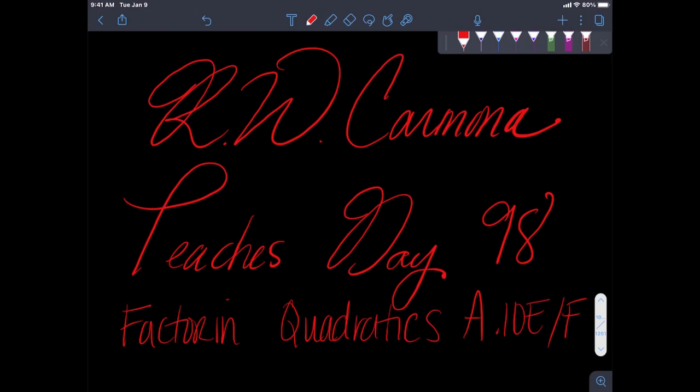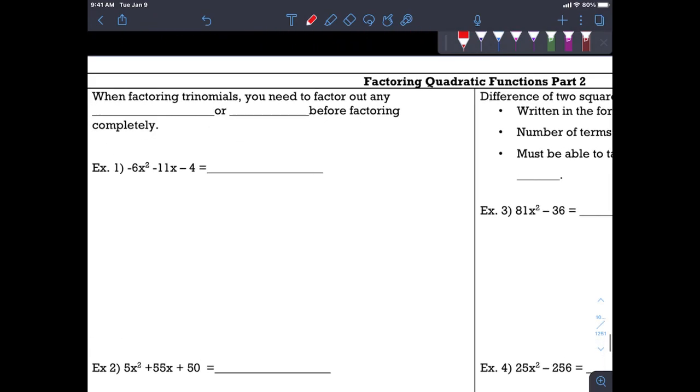Algebra 1, Day 98. Today we're going to continue talking about factoring quadratics. Now, factoring quadratics is a pretty easy thing to do because it happens the same exact way every single time. What does that mean? That means that you should always follow the same exact steps no matter what kind of quadratic factoring you're doing. All right? So let's go ahead and jump into it.